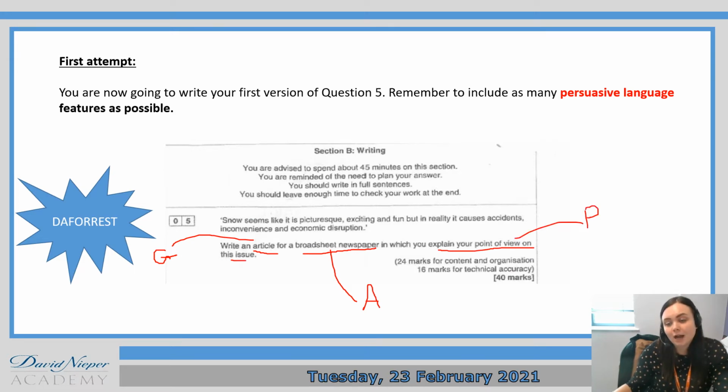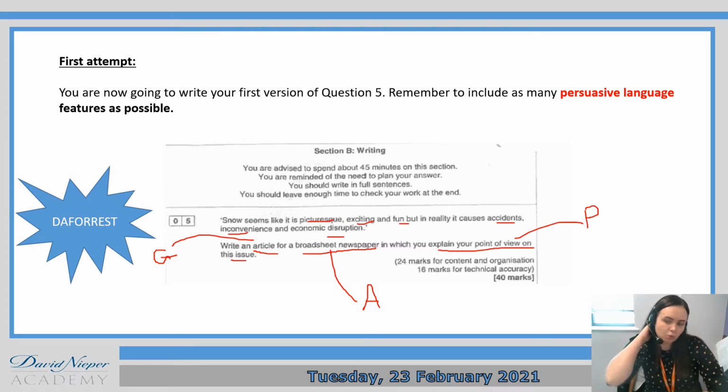So the first thing I need to decide is what is my point of view on this topic? Do I think it's picturesque, exciting and fun? Or do I agree that it causes accidents, inconvenience and economic disruption? So just spend 5 minutes now having a think about which way you feel towards this topic. So do you think it's just exciting, fun and picturesque? Or can you see the reality that it causes accidents, inconvenience and economic disruption?